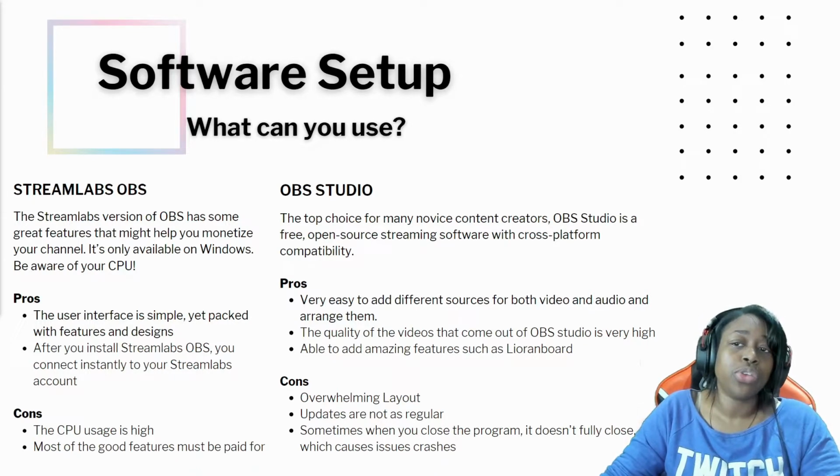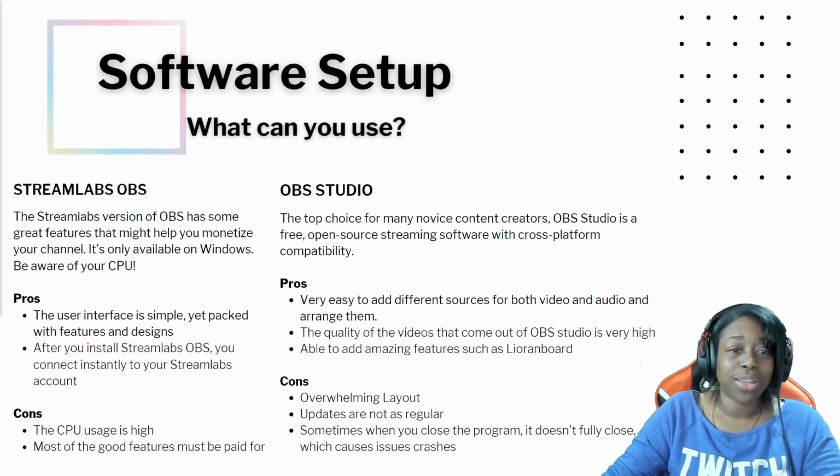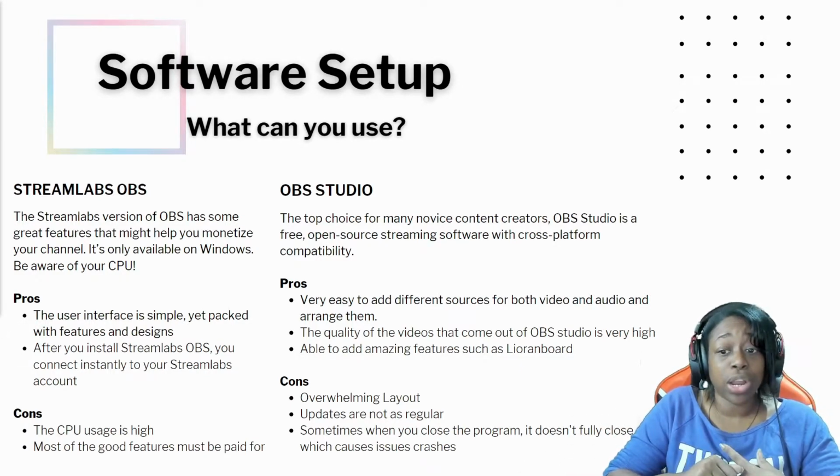Now, the cons of using Streamlabs OBS is that the CPU usage is very high. When I first started using it, my CPU was, I believe, between 46 and 52% every single stream, which meant that I had to lower my bitrate quite a lot in order for the stream to feel a bit more balanced.